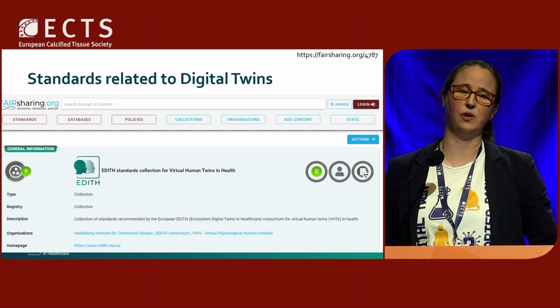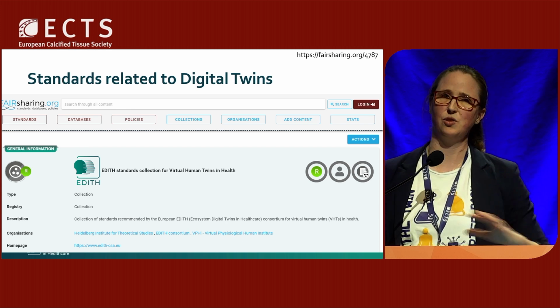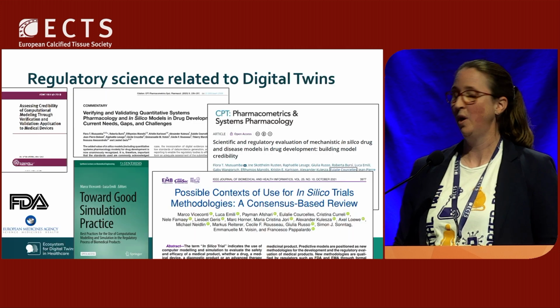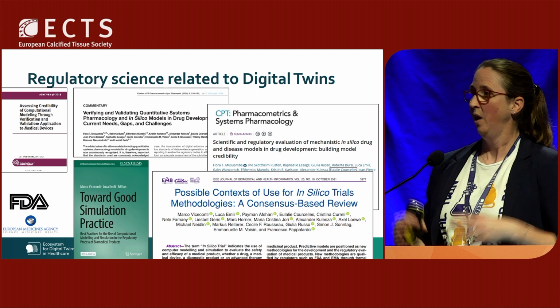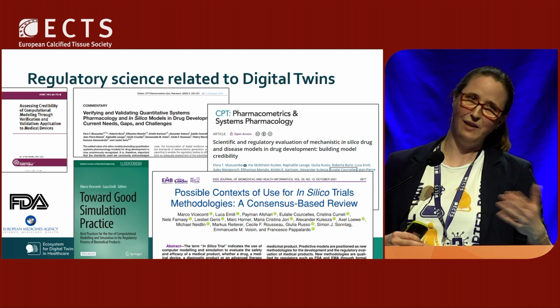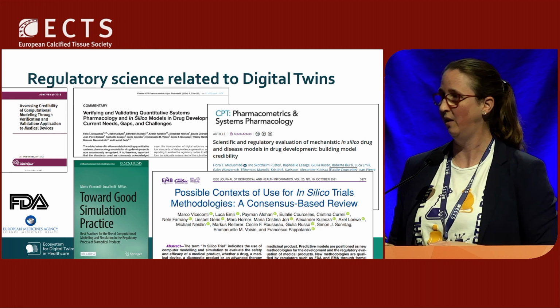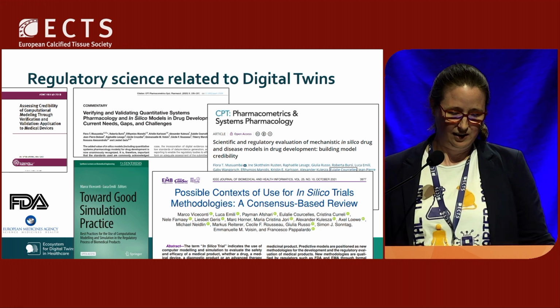There are already over 149 standards available that have something to do with digital twins, so we don't need more, but we need to have access to them and implement them. We have a very active regulatory science field on digital twins where we have engaged with the FDA in the past and more in the European space as well, where we're evolving towards good simulation practice guidelines.